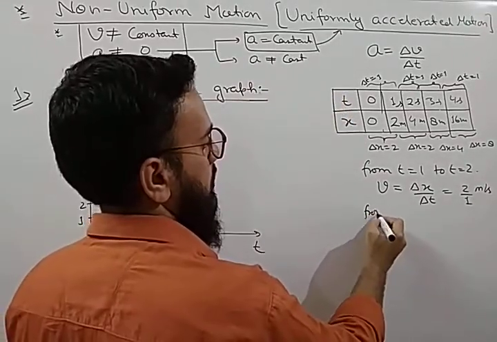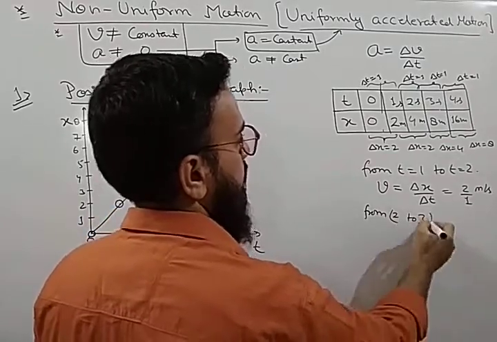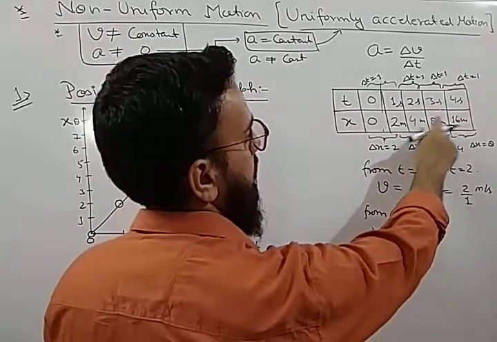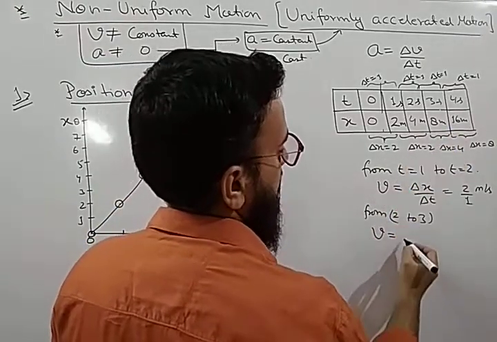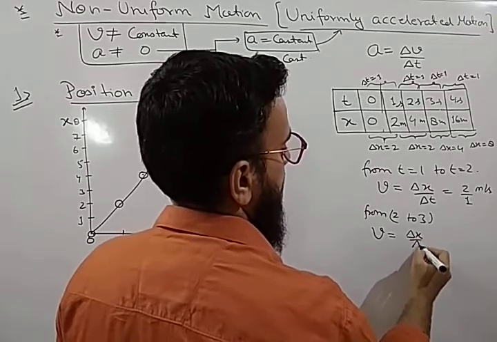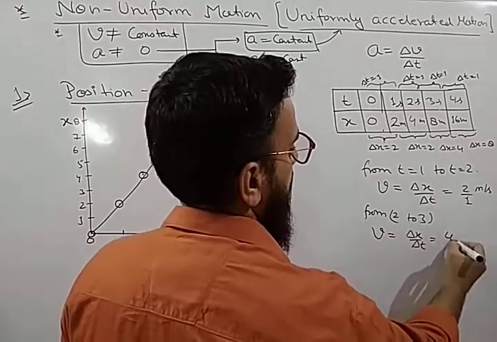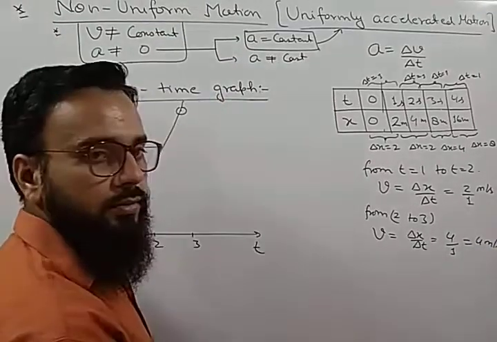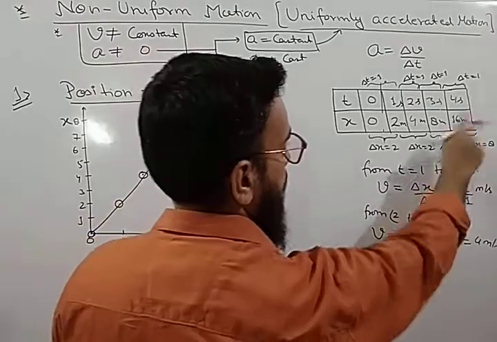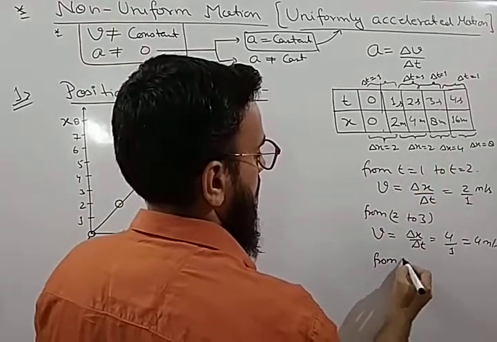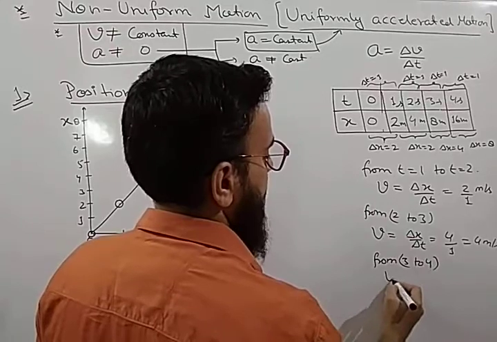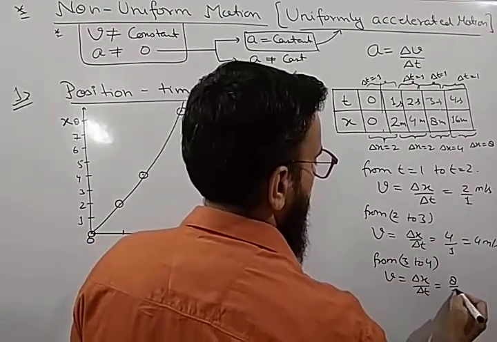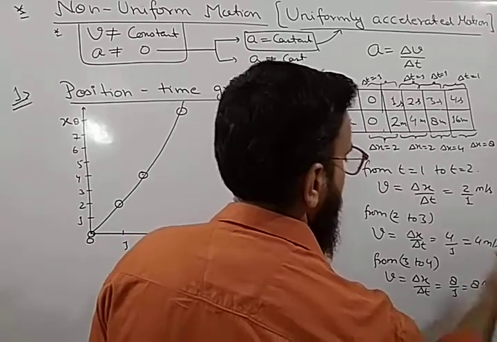Then from t is equal to 2 to t is equal to 3 second, what will be the velocity? From 2 to 3, what is the displacement? The velocity is delta x upon delta t. The displacement is 4 and the time is 1. It means velocity is 4 meter per second. Then again for 3 to 4 second, what will be the velocity? It will be delta x upon delta t, which will be 8 upon 1, that is 8 meter per second.